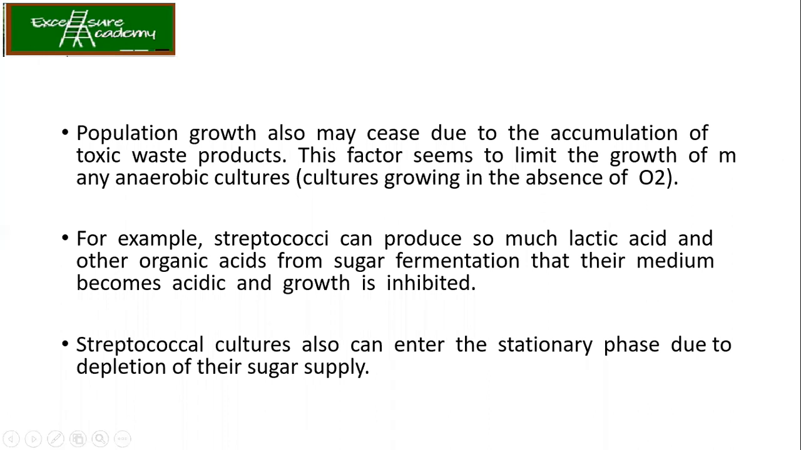For example, streptococci can produce so much lactic acid and other organic acids from the sugar fermentation, which is present in the media, and it becomes acidic. So what will happen? The growth is inhibited. Okay. Now, these cultures can also enter the stationary phase due to depletion of their sugar supply.